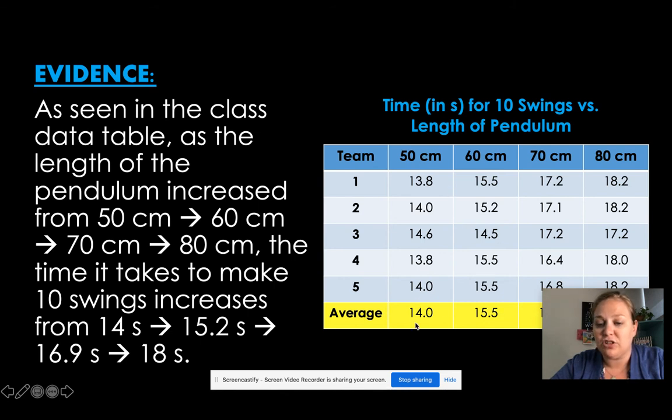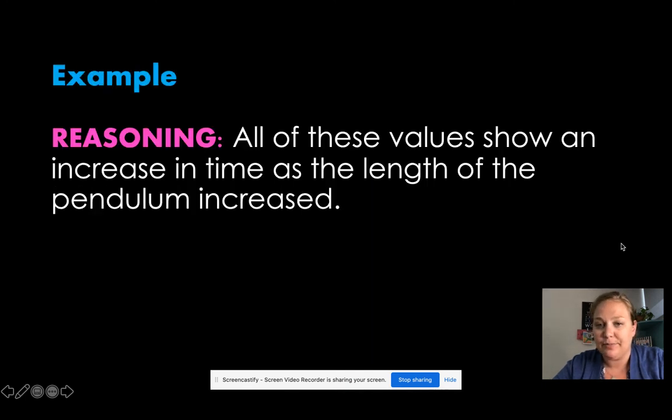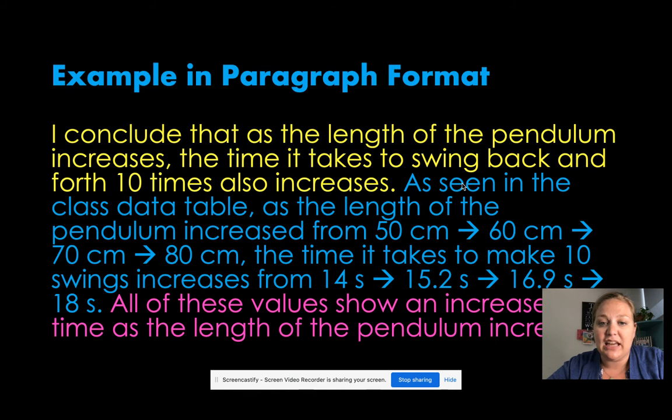So 50 centimeters, it took 14 seconds. 60 centimeters took 15 and a half. 70 centimeters took 16.9. And then 80 centimeters took 18 seconds. So as we can see, as the length increases, 50 to 60, 70 to 80, so does the time, from 14 to 15 and a half to 16.9 to 18. What's the reasoning? Well, plain and simple, all of these values show that as time goes up, as length goes up. When we put it all together in paragraph form, it looks like this.